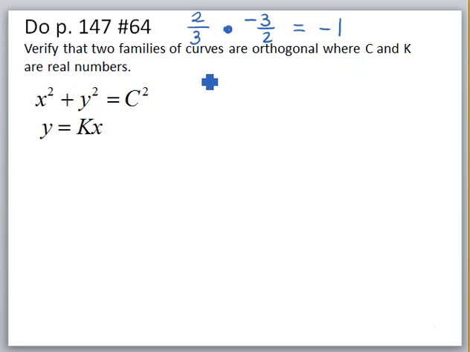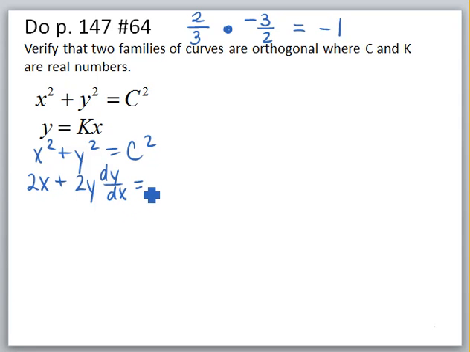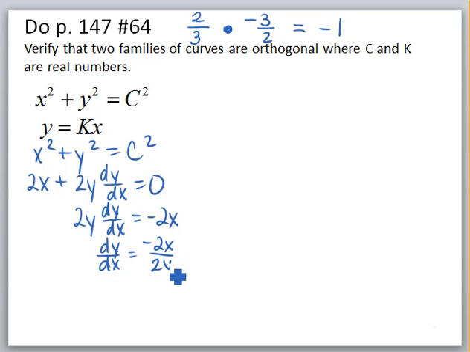So in this first curve, I'll go ahead and find the derivative of it. And the derivative would be 2x plus 2y dy over dx equals 0. Solve for dy over dx quickly. Dy over dx ends up being negative 2x over 2y. But I'm going to simplify that, and I get negative x over y.